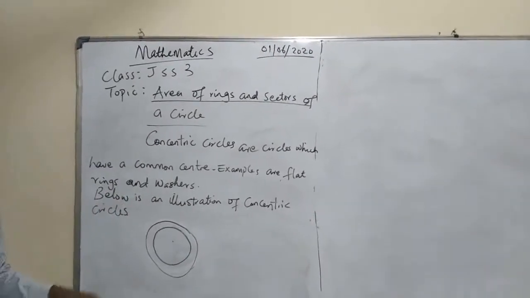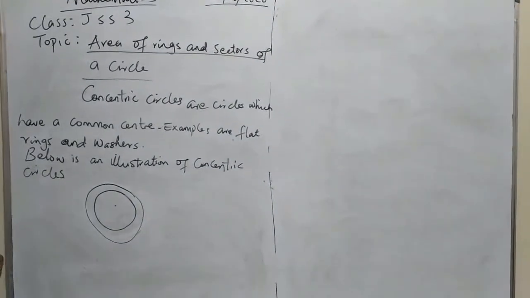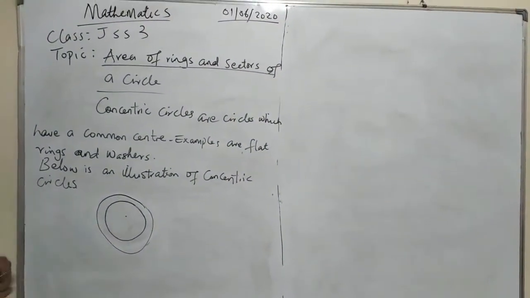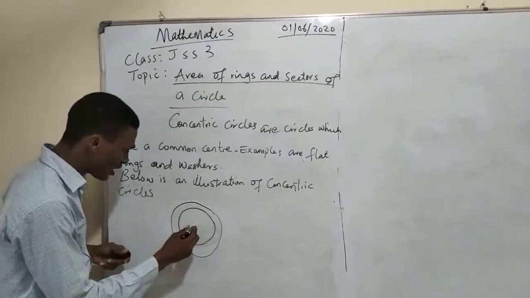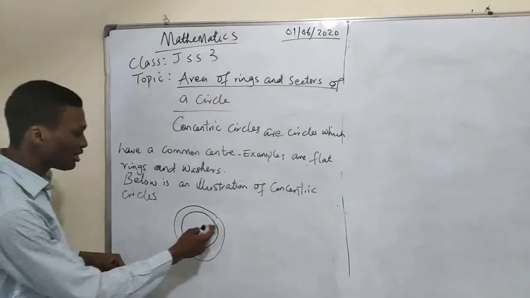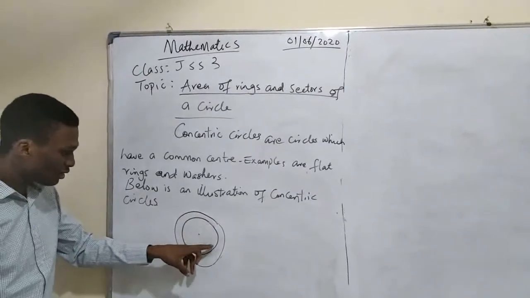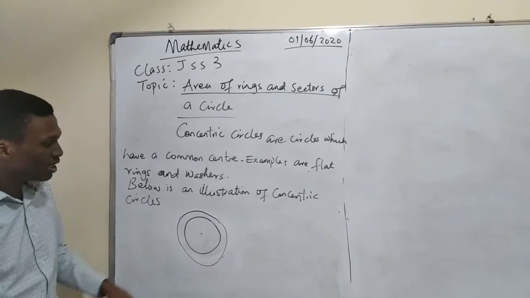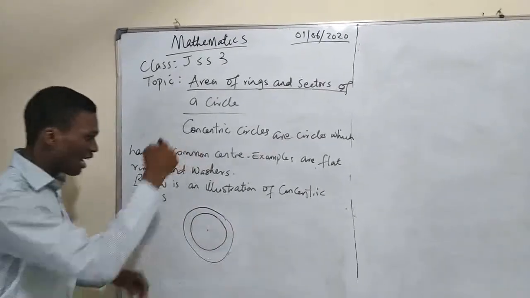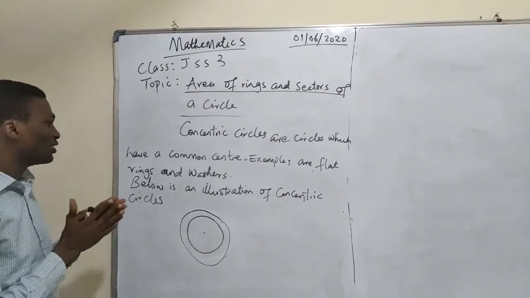On that, we'll be looking at the concentric circles. Concentric circles are circles which have a common midpoint or a common center. You can see two circles on the board with the same center. This is the center for this and this is the center for the bigger one. Even if we have another outer circle, you still have the same center. So we call this kind of circles concentric circles.